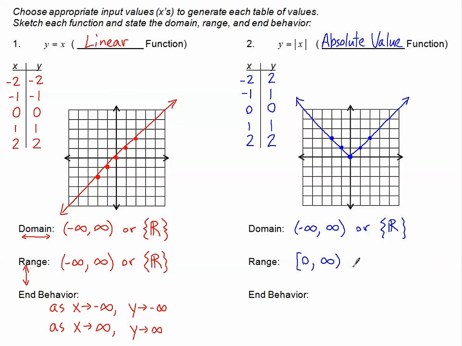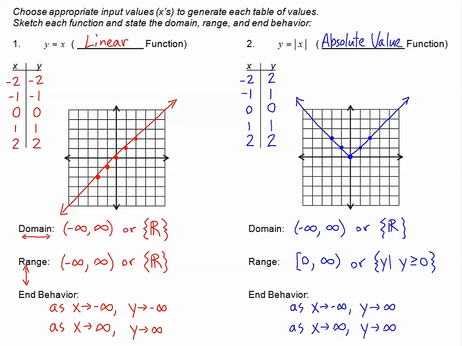So we don't stop there. If we wanted to do set notation, we would say all y such that y is greater than or equal to 0. And our end behavior, again, I can always start the same way every single time, describing what's happening on the left side and describing what's happening on the right side. Now let's see what happens. On the left side, my graph is pointing up, so therefore y goes up to infinity. And on the right side, the graph is also pointing up, so y goes up to infinity.